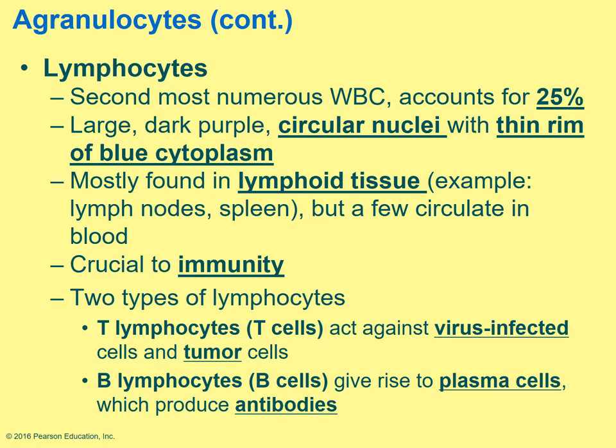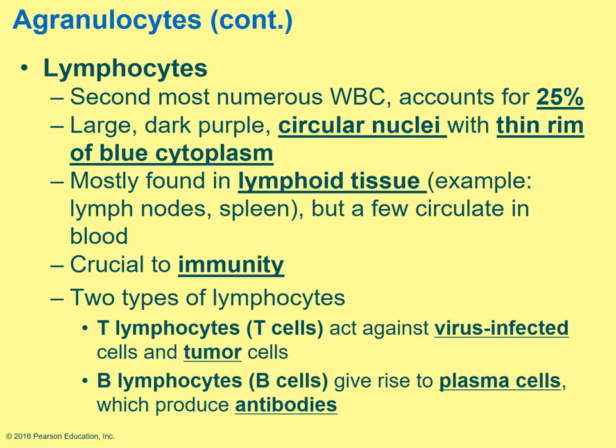So they're going to have a very large, dark purple circular nucleus. It's going to comprise most of the cell. These will be found mostly in lymphoid tissue, like in your lymph nodes and your spleen. There are some that will be circulating in the blood. These are involved with your immunity. We will spend another whole chapter where we will talk about your immune system.